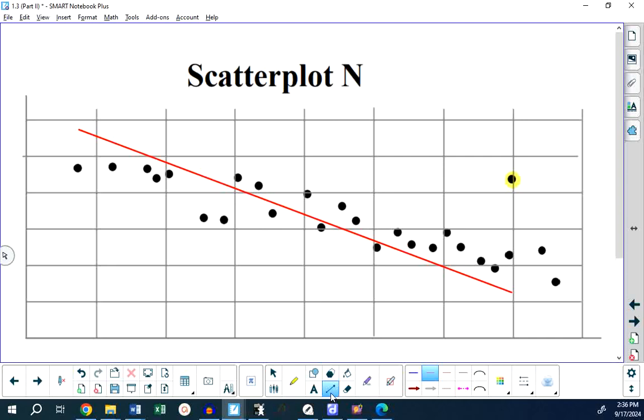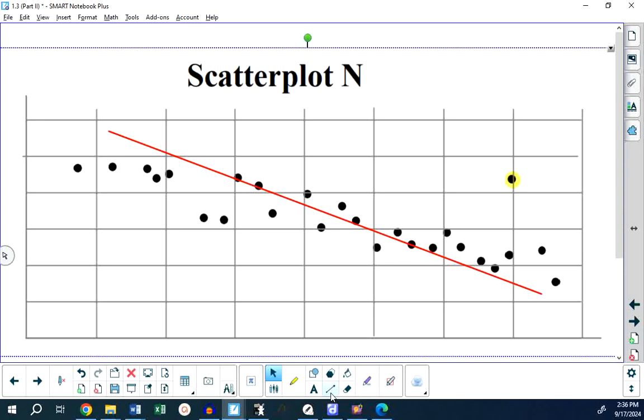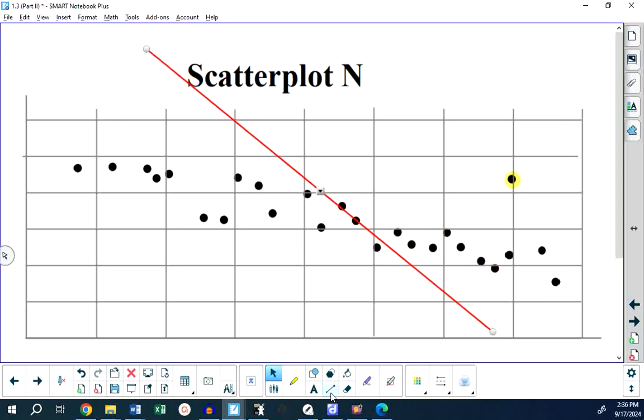The reason why this is wrong, even if I put it there: would you agree there are probably just as many points above that line as there are below, roughly? Yeah. But you don't want it angled like this. Are there just as many points over here as there are there? Yeah. You want it evenly distributed.